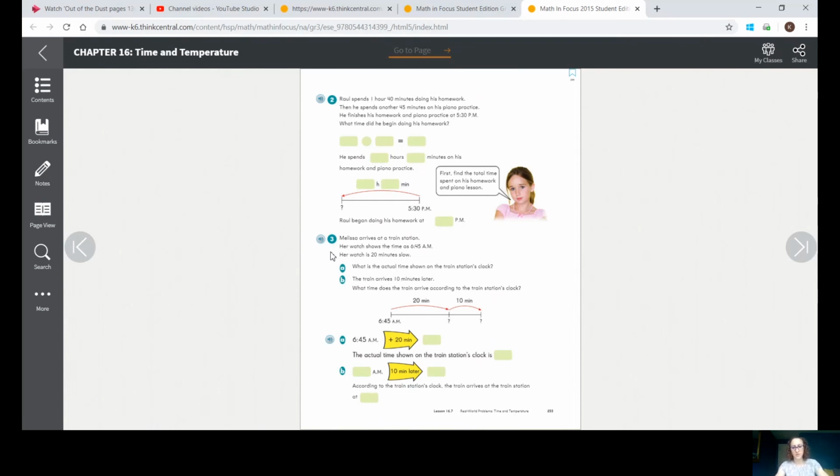Number 3, Melissa arrives at a train station. Her watch shows the time is 6:45 a.m. Her watch is 20 minutes slow. What is the actual time shown on the train station's clock? That's A. And B, the train arrives 10 minutes later. What time does the train arrive according to the train station's clock?